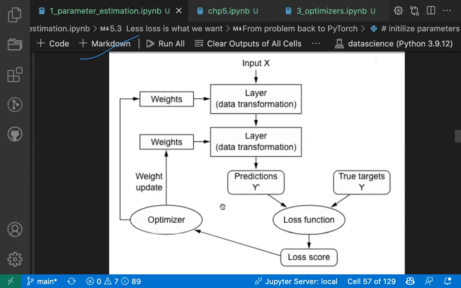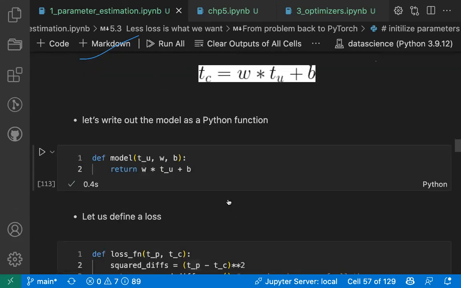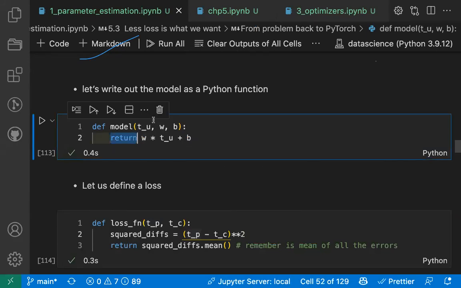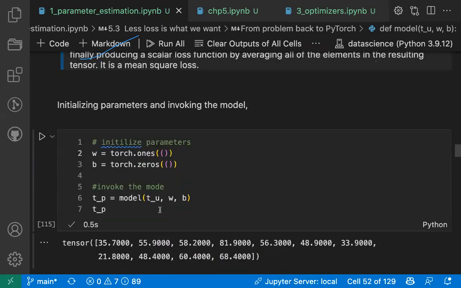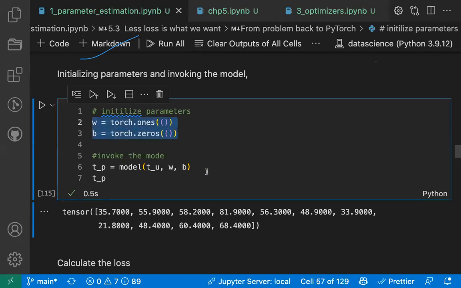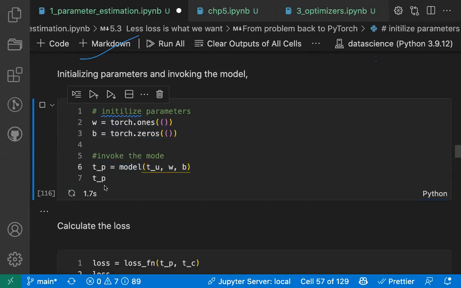We can make a prediction. This is our model. We define it, right? And this is the input. This is the weights, W and B, and it returns the result. And this is the loss. So let's look at it. Here you can see we initialize the weights and we invoke the model, because since we define the model, it takes some arguments W and B. So this is our prediction, right?